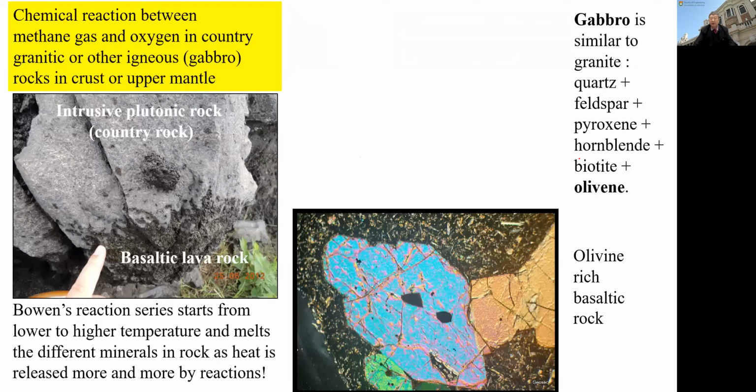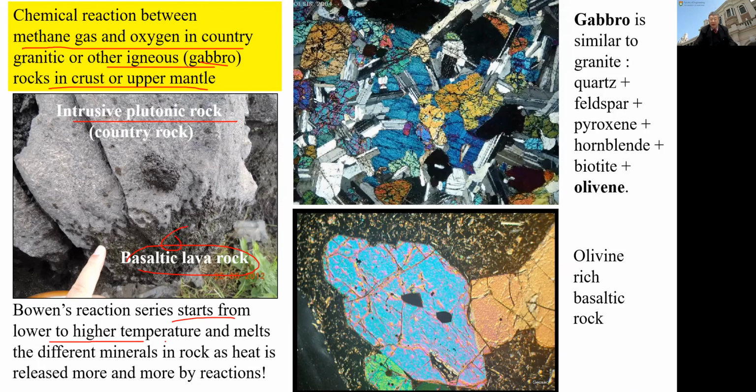So that's the understanding: the chemical reaction between methane gas and oxygen in the country granitic or other igneous rocks and gravel rocks in the crust and upper mantle. So that's the interesting granitic rock, and this is the basaltic rock here, the black one. The Bowen reaction starts from low to high temperature and melts the different minerals in the rock as heat is released more and more by the chemical reactions. The gabbro has similar minerals to granite: plagioclase, pyroxene, hornblende, biotite, and olivine, but olivine is important here. All the others can be melted by the heating, and the remaining can be partially melted olivine.